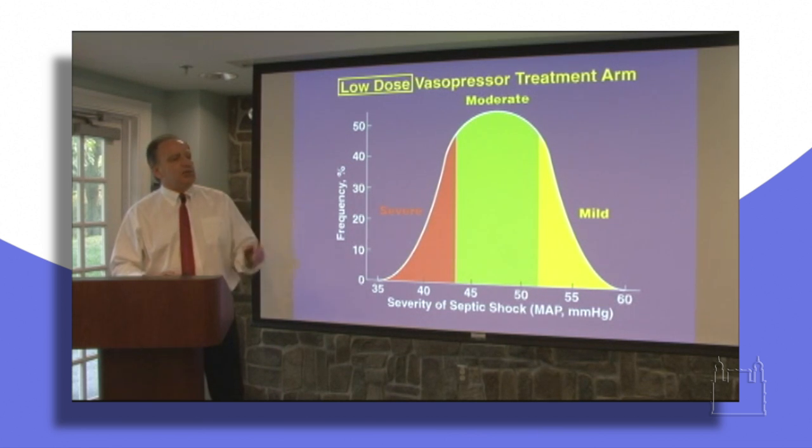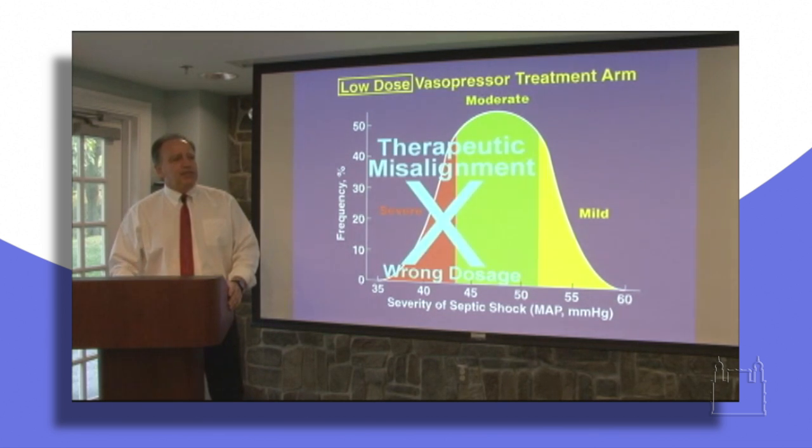Let's start in yellow with the low dose vasopressor. Who's going to get misaligned and have the problem? It's the people with severe septic shock. You're giving them an inadequate dose. Normally you would titrate it, and they're going to still have severe shock.